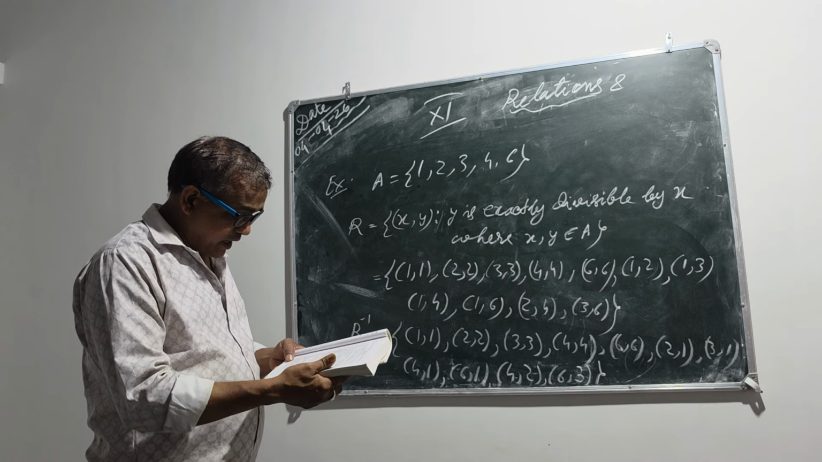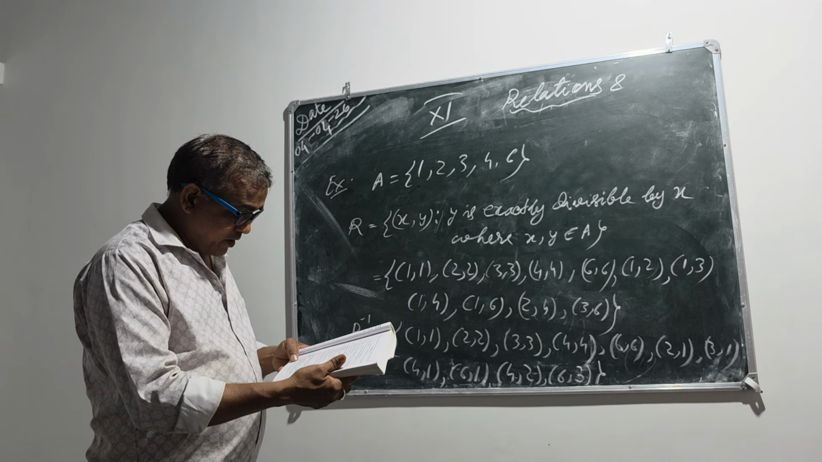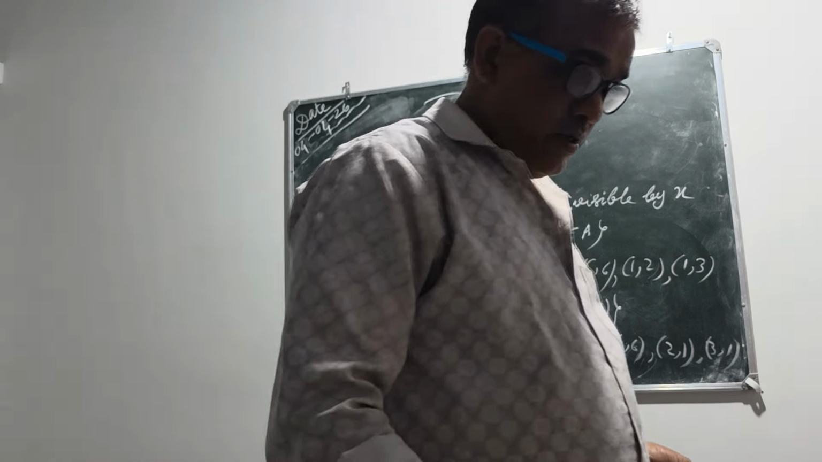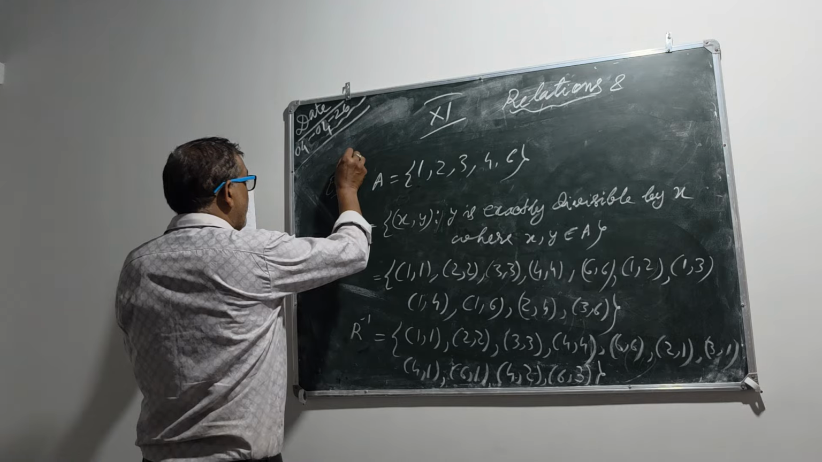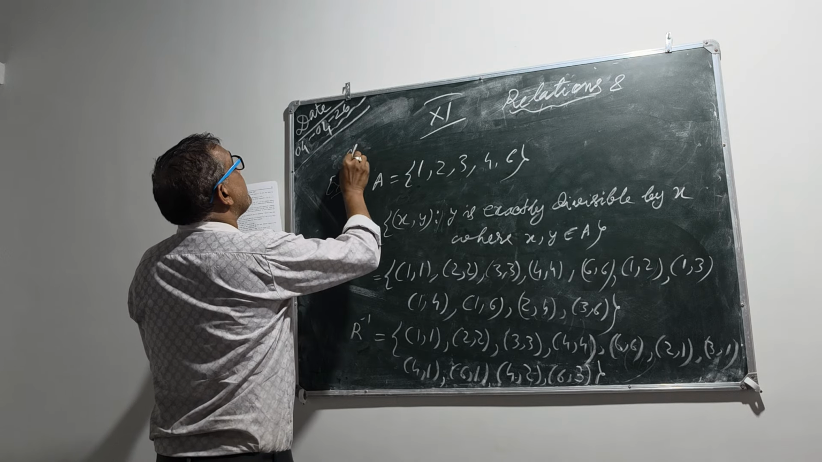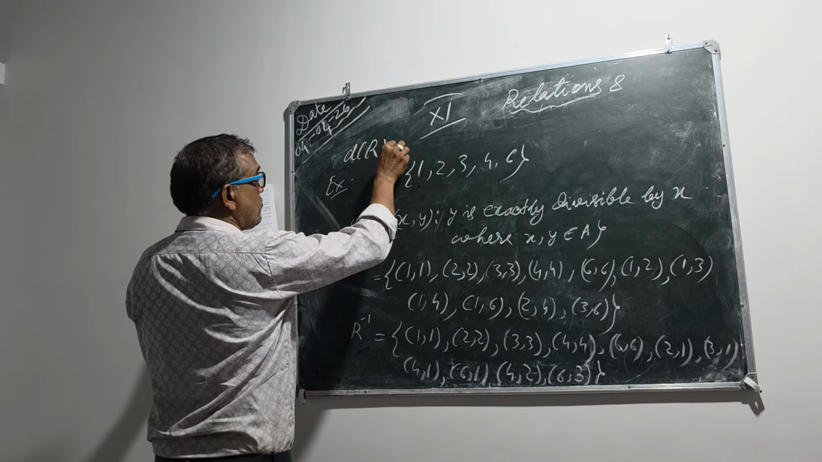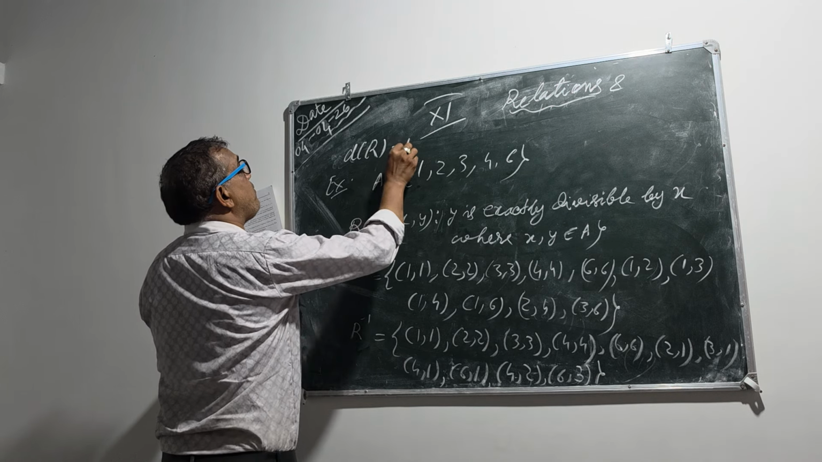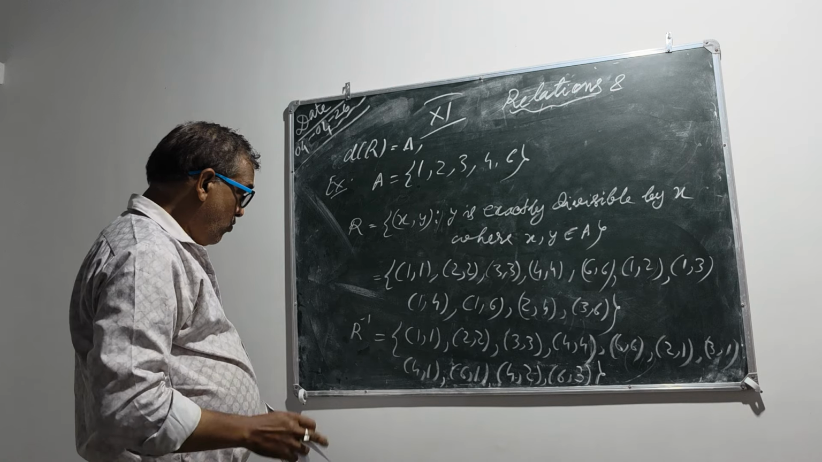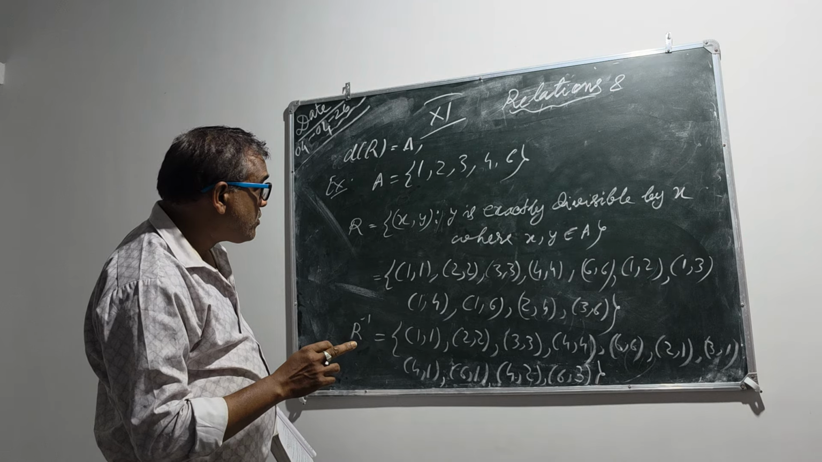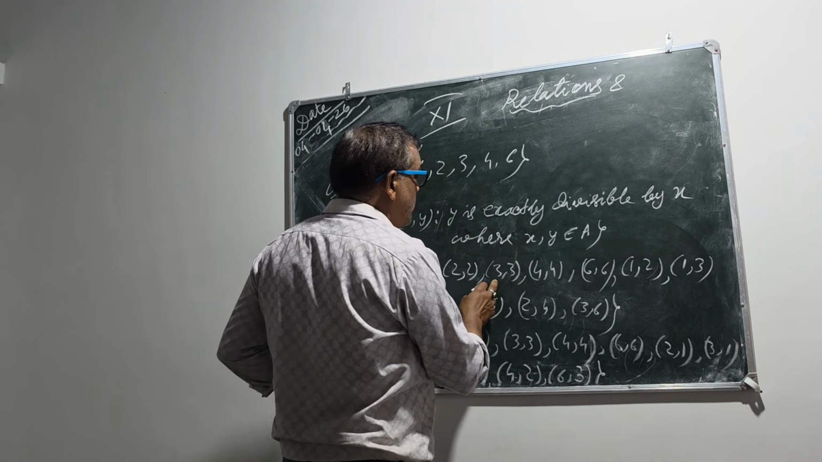Find R inverse. Then the domain of R. The domain of R, D of R, will be A itself: 1, 2, 3, 4, 6.